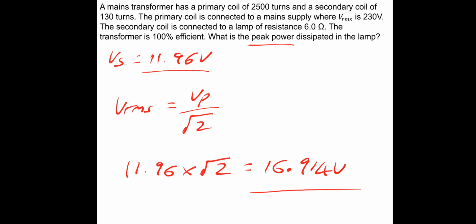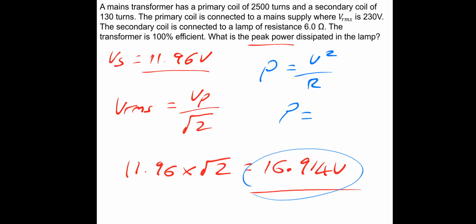Then we can do, quite a long one, power is V squared over R. So just square that value and then divide it by 6 for the resistance. So if you do that, you get a power that is approximately equal to, well, it rounds to 48 watts. So like I said, much more difficult than what we've done in previous lessons. Hopefully it went okay though. Let's move on.